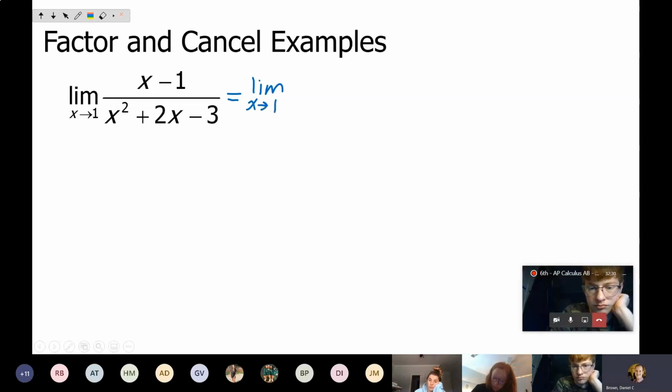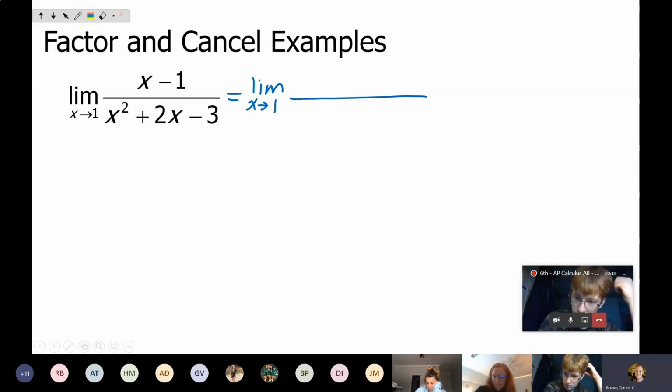In calculus, especially with this being an AP class and having free response questions, we want to make sure that our math notation is correct. So do not stop writing the limit until you plug in the value. We're going to write limit over and over again until we're able to plug in 1 for x. Looking at this problem, let's go ahead and try to factor it.